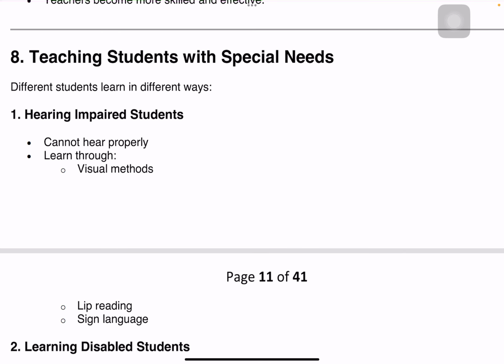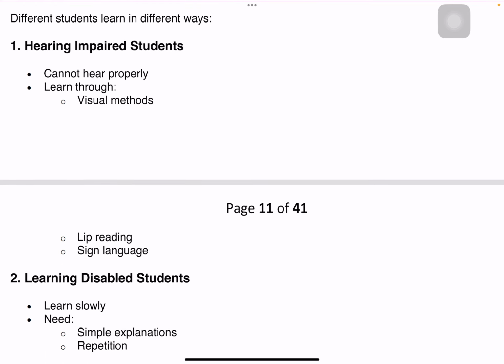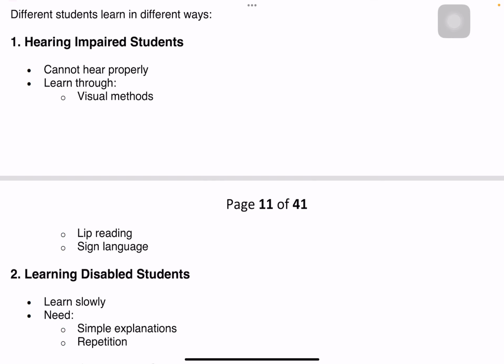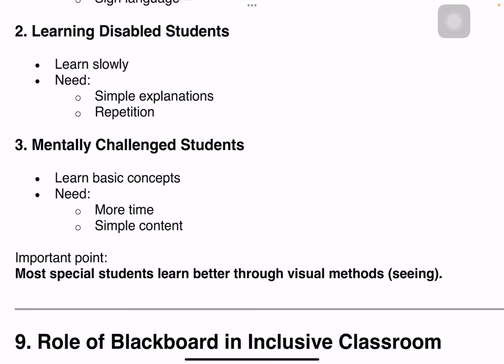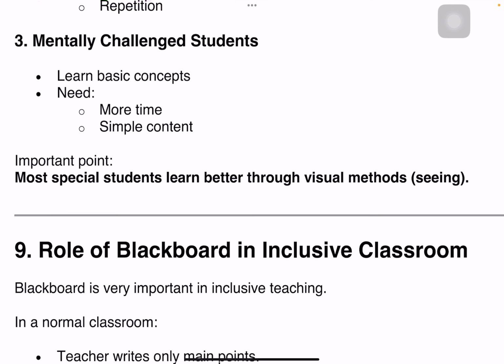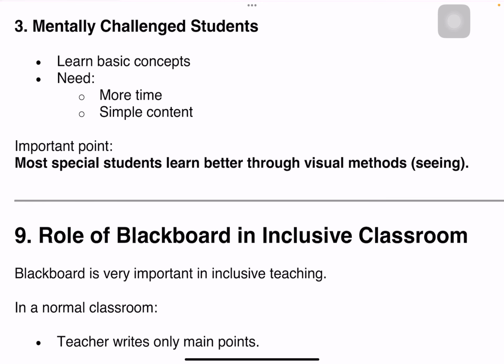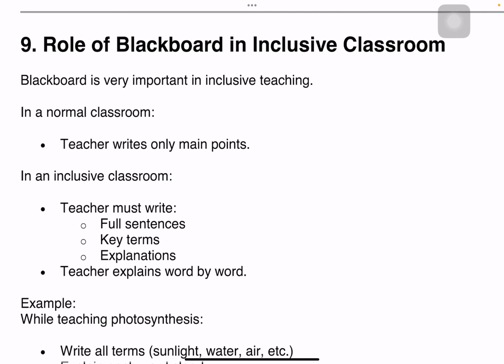Different students learn in different ways. Number one, hearing impaired students cannot hear properly, so they learn through visual methods, lip reading, sign language. Number two, learning disabled students learn slowly, and need simple explanations and repetition. Number three, mentally challenged students learn basic concepts, and need more time and simple content. Important point: most special students learn better through the visual method. Seeing.